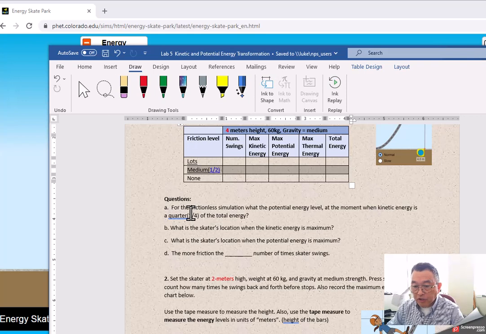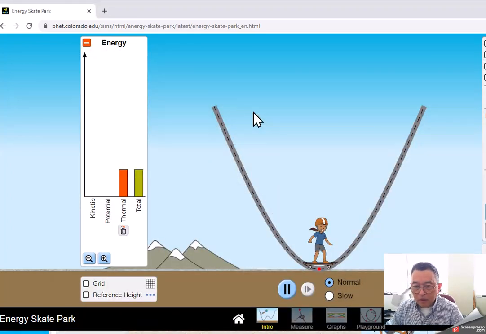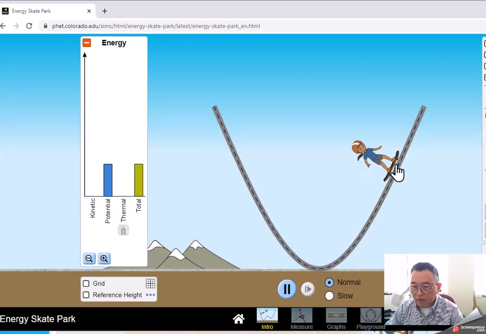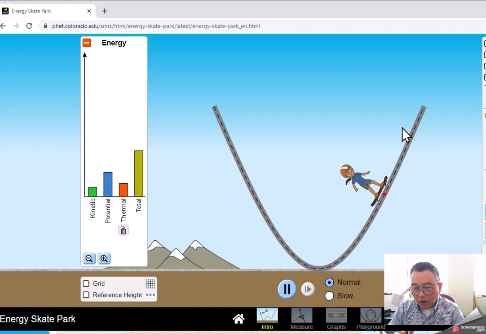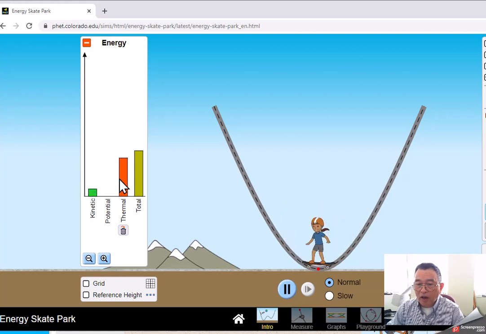For this question A, frictionless simulation, what is the potential energy level at the moment the kinetic energy is a quarter of the total energy? For this one, you really have to closely observe. When it swings like this, both potential energy and kinetic energy are moving. So you will see that when the green moves to a quarter of this distance, at that moment, where is the blue? When this is at that kinetic quarter, where is that? I will not show it here, but you will do the experiment for the frictionless case and answer that question.